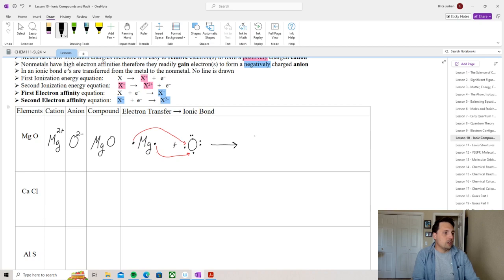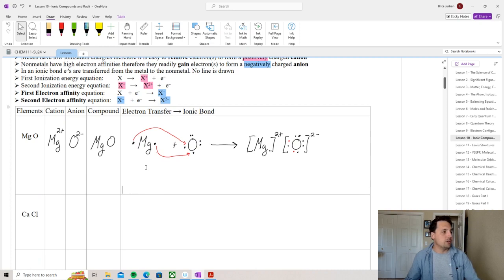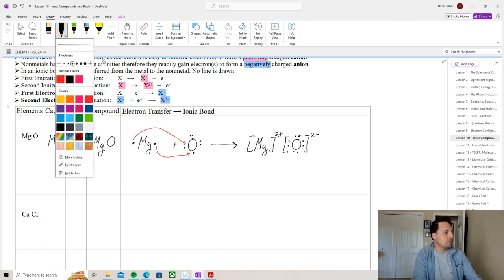And as a result, we get a doubly positive charged magnesium, a 2+ magnesium ion, and we get a 2- oxygen anion. So in red, I will draw those dots, those electrons that got transferred. Okay, so this is what you would draw for an electron transfer equation for magnesium and oxygen combining to form magnesium oxide, which is how we're going to name this compound.